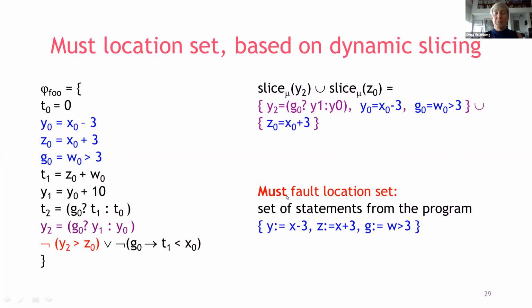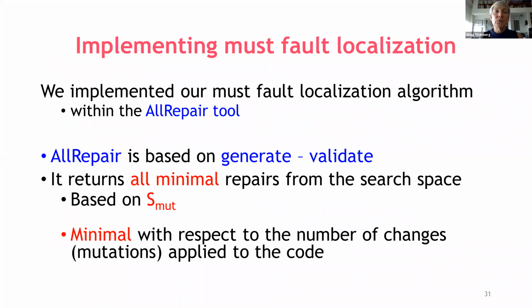So we end up with a set of program locations that are must fault localization. In the paper, we prove that this is a must set, meaning that if we do not change at least one of them, the bug will not disappear. We implemented the must fault localization within the tool AllRepair.